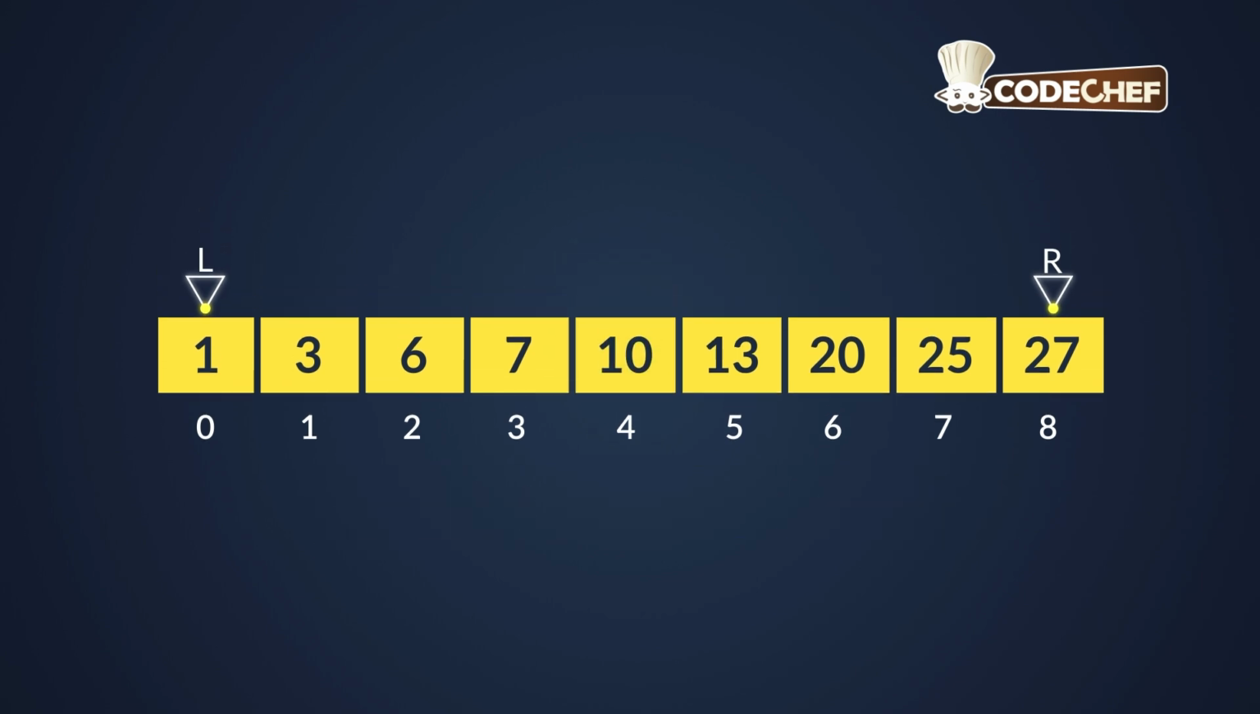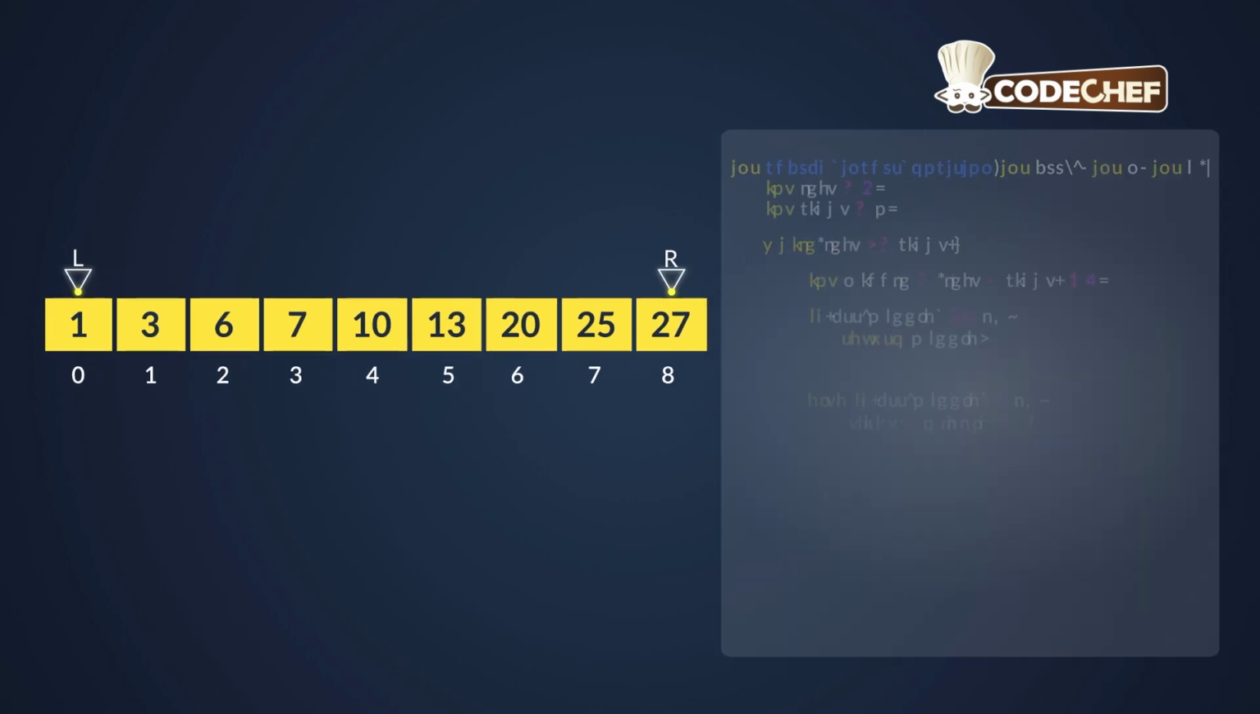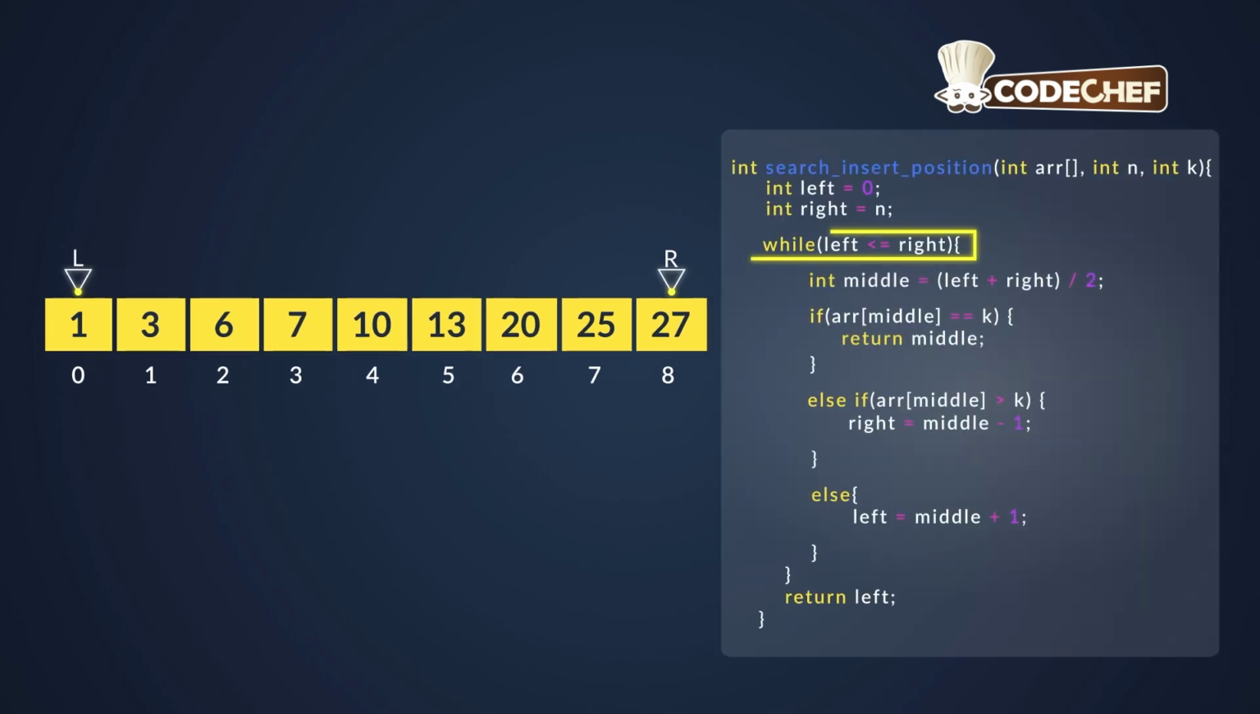Now, let's search for 9, which is not in the array. Our goal is to find the position where it should be inserted. The algorithm runs while left is less than or equal to right. In each iteration, we calculate the middle index and compare it with the target value. If the middle element matches the target, we return the middle index.